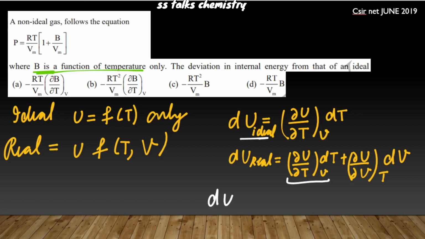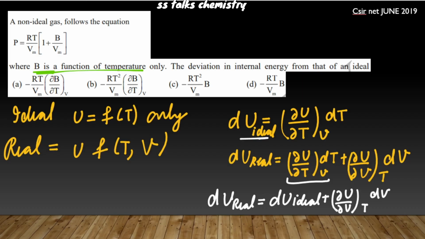So we can say dU, the internal energy for the real gas, is equal to dU for the ideal gas plus (∂U/∂V) at constant temperature into dV. Right, so the difference we have to find.